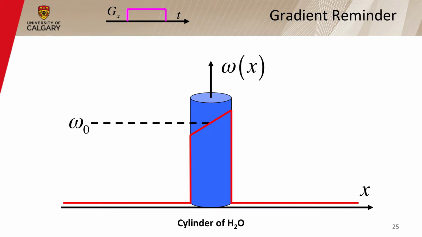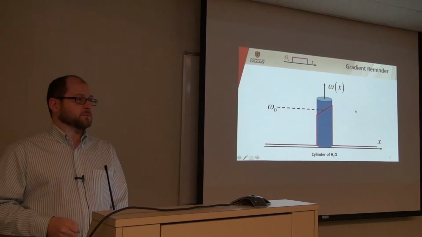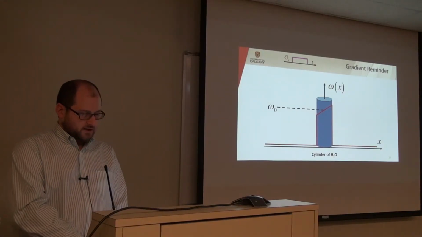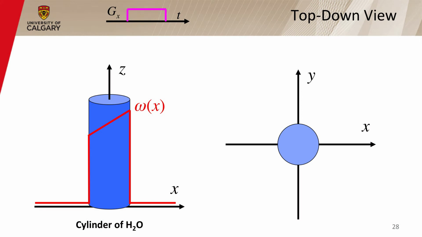Okay? So what we can do is basically think about now we've got a cylinder where the spins are precessing as a function of X. So this is our original omega 0 here in the middle, but because of our gradient, we have this linear ramp along the X direction of the spin precession. Okay, what does that actually look like when we start looking at it from the top?